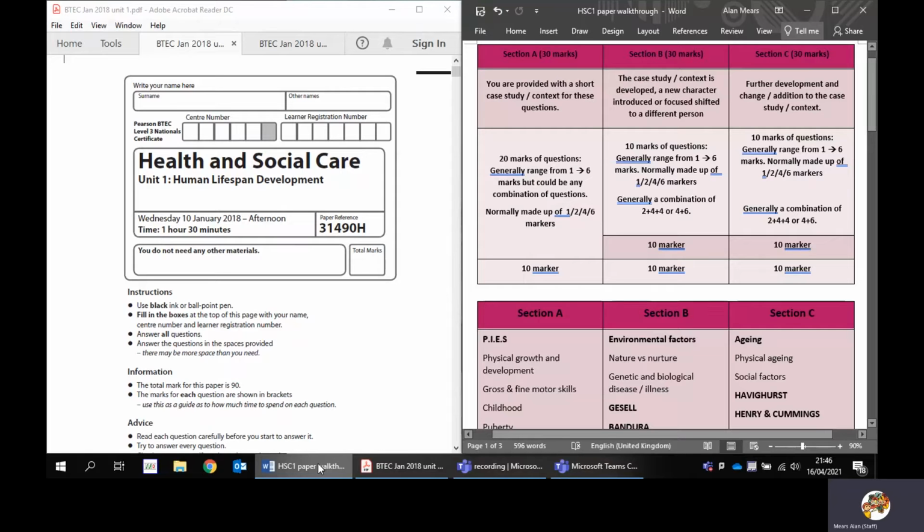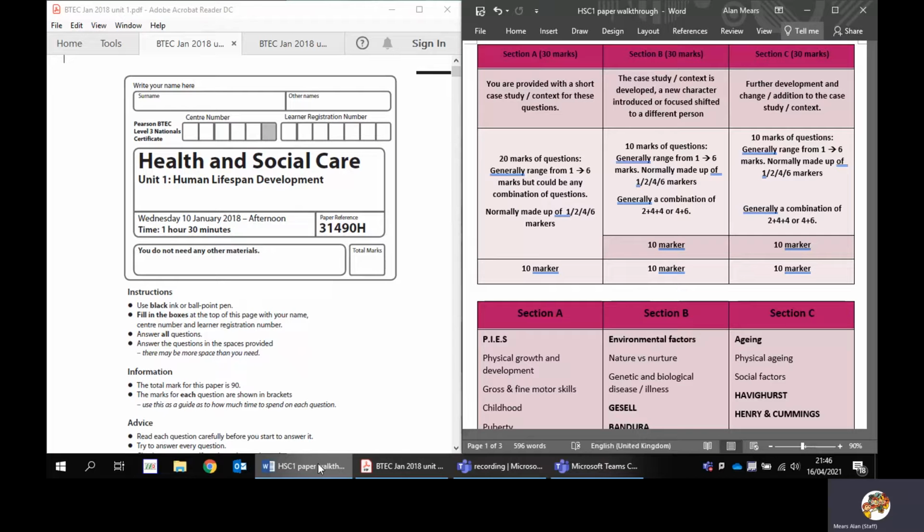Welcome guys. What I'm going to be doing with you today is looking at this health and social care paper for Unit 1, Human Lifespan Development. Now I've selected this paper from January 2018, mainly because it's one of the oldest papers that are available. So you've got the summer of 2017 and then January of 18.